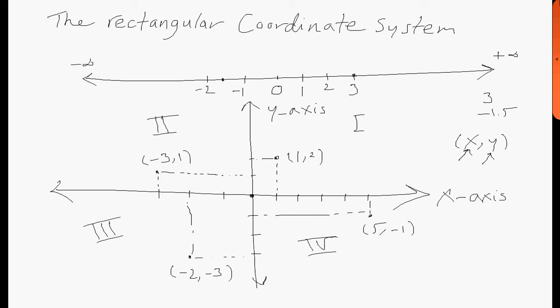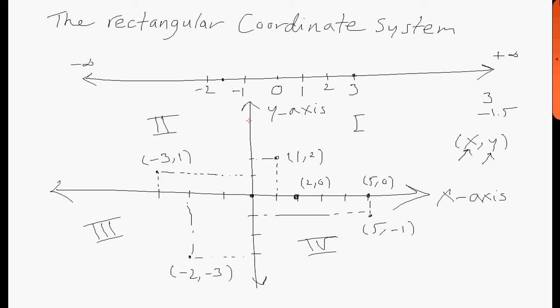The points that are on the x-axis always have a 0 y coordinate. For example, this point here on the x-axis is the point 2 and 0. This point here on the x-axis is the point 5 and 0. So as you can see, all the points on the x-axis have a 0 for y coordinate.